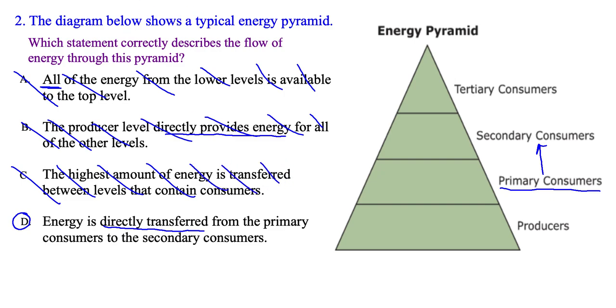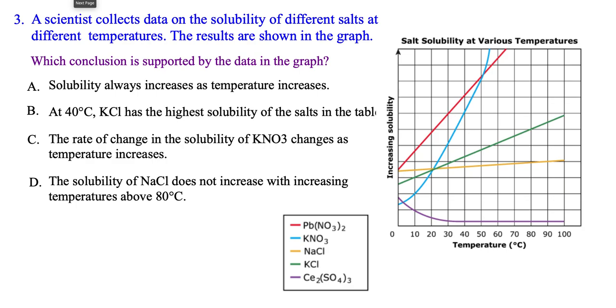And let's go to the next one. So a scientist here collects data on solubility of different salts at different temperatures. Solubility is the ability for how quickly something dissolves in a liquid, I believe in this case water. So here are the results. Which conclusion is supported by the graph? Let's see. So what conclusion can we draw?